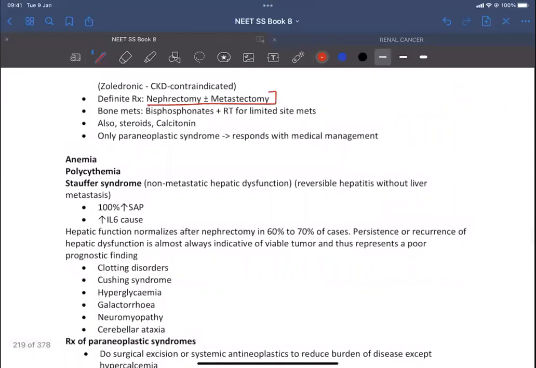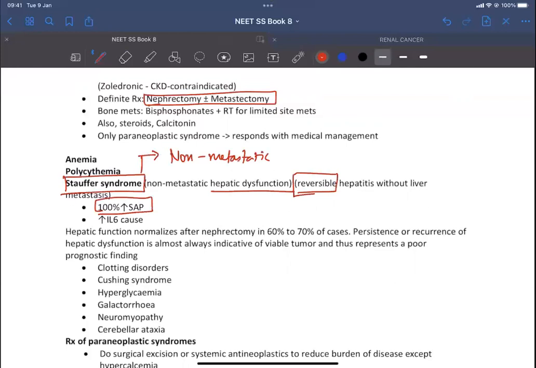And the definitive treatment would be nephrectomy plus or minus metastatectomy. And the other syndrome you need to remember with renal tumors is what's called Stauffer syndrome. What you need to remember is that this is non-metastatic. That is the key word. It is non-metastatic hepatic dysfunction, and it is reversible.